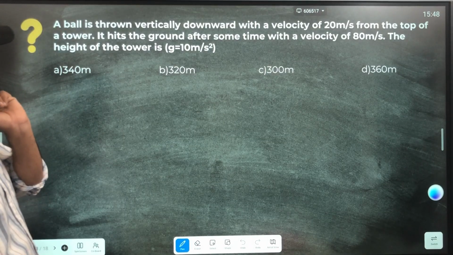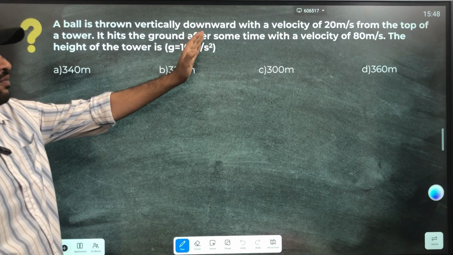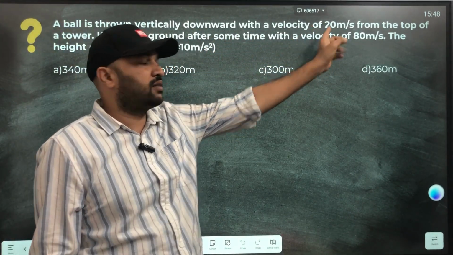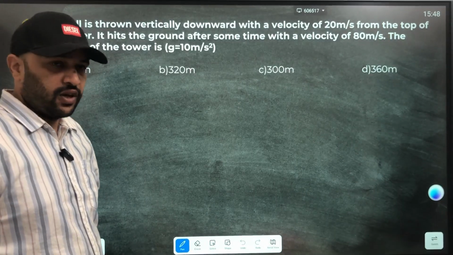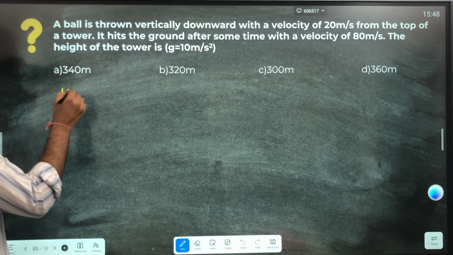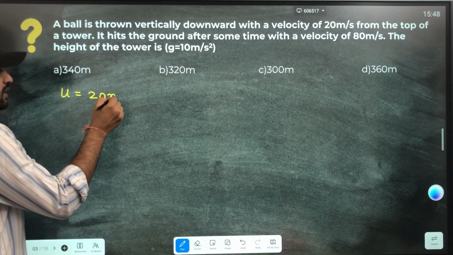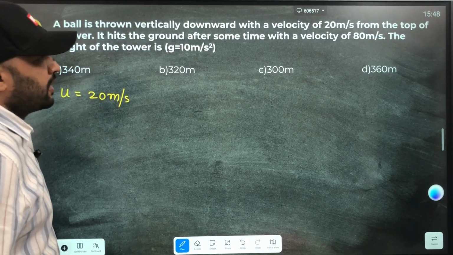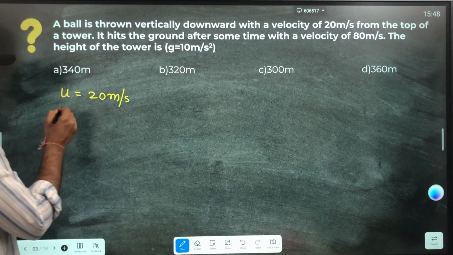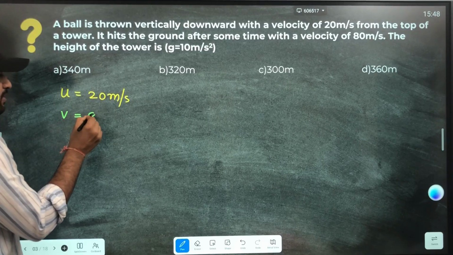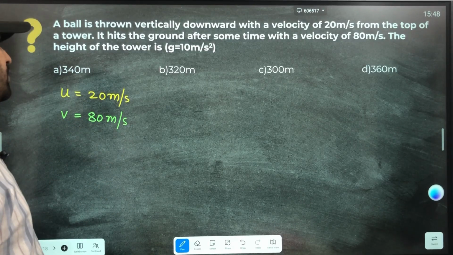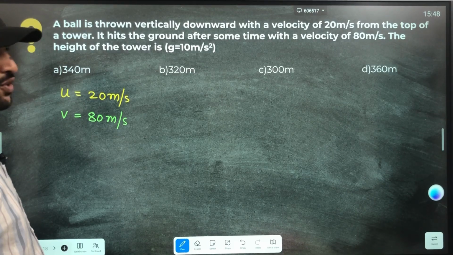Let's read this question. A ball is thrown vertically downward with a velocity 20 meter per second. So be very careful. You are throwing the ball downward. It's not zero. It's not freely falling, right? So you are throwing a ball downward with a velocity 20 meter per second. So initial velocity u is 20 meter per second. Great. From the top of a tower, it hits the ground after some time with a final velocity here of 80 meter per second. I hope this is clear. 80 meter per second. The height of the tower is how much? Okay, that you have to calculate.